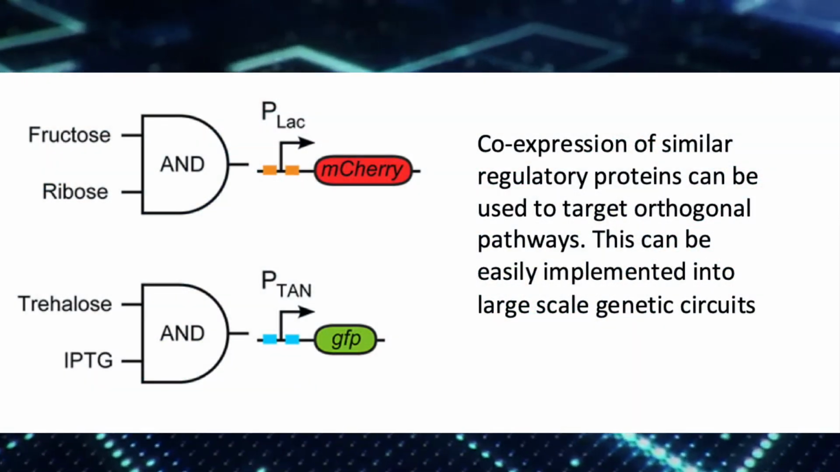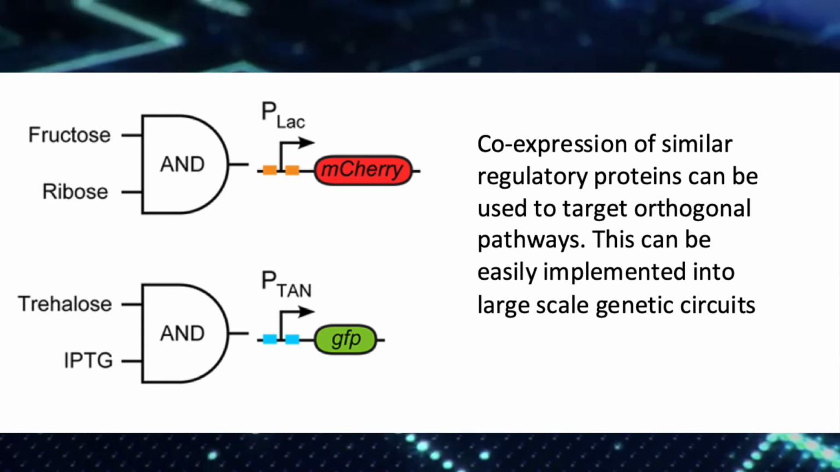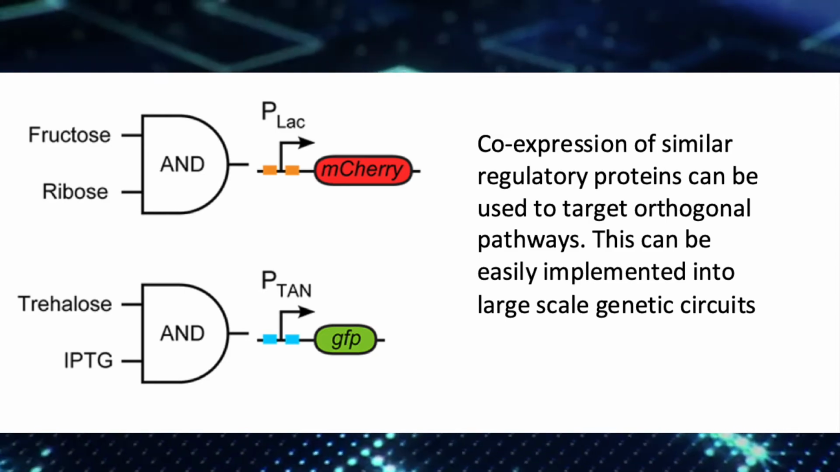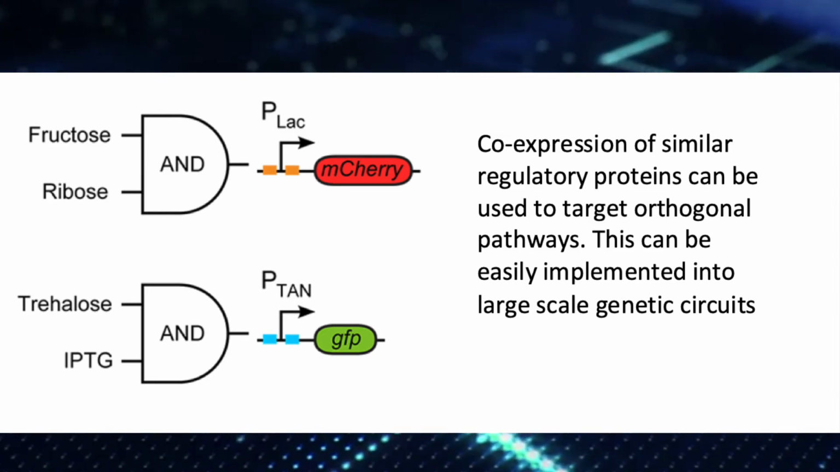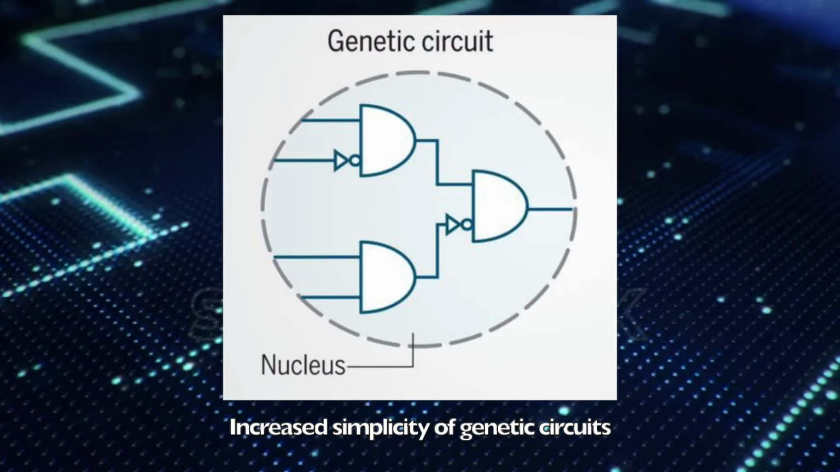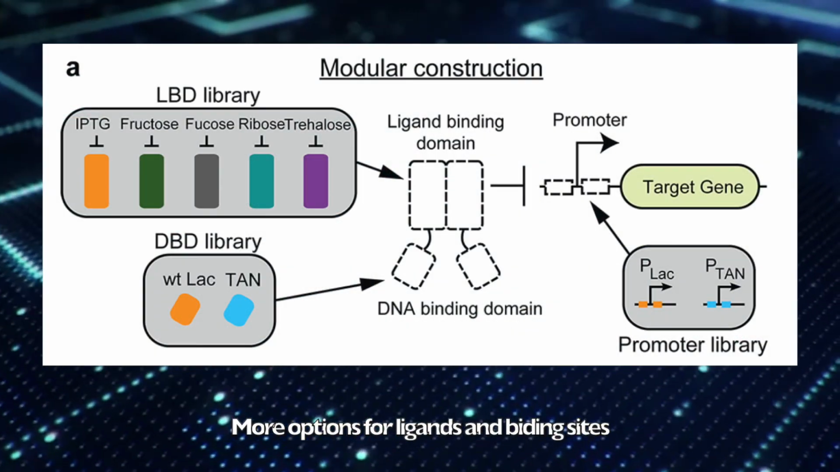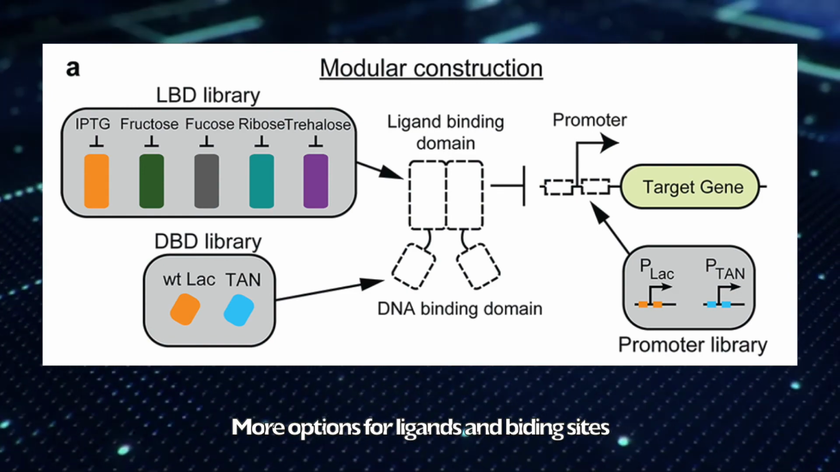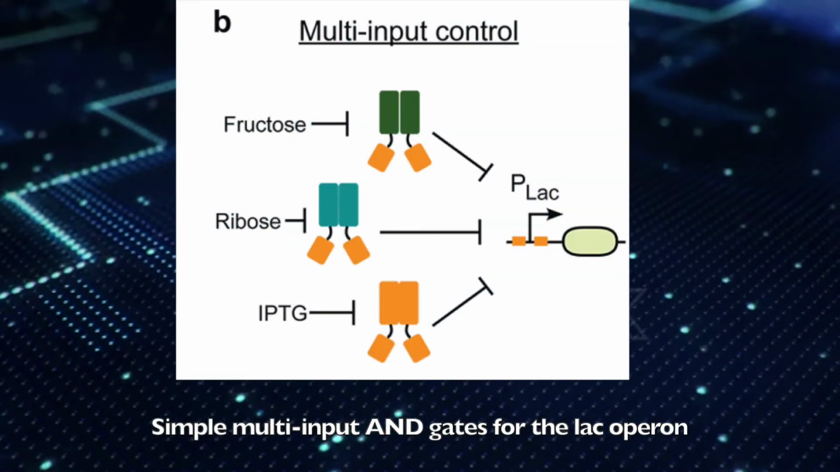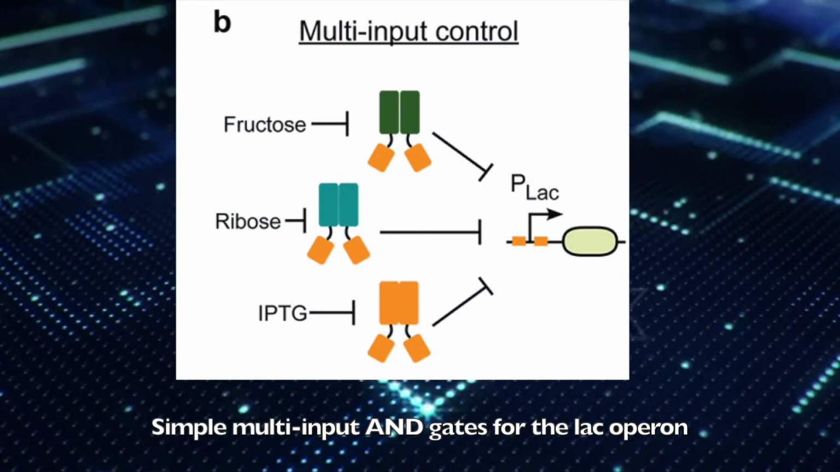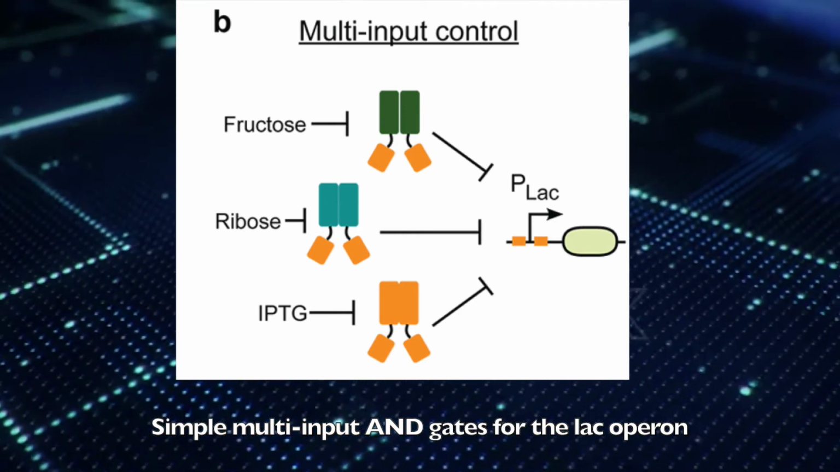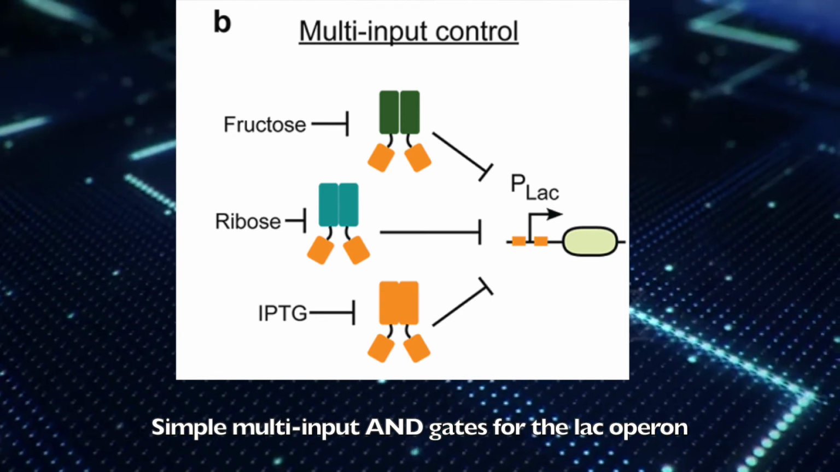Having the option for alternative DNA binding sites other than the lac promoter opens up doors for co-expression of repressors and layering of AND gates to create larger and more complex genetic circuits and logic gates. These novel tools increase the simplicity of genetic circuits and provide a wider range of inducible transcription factors with different ligands and binding sites for use in synthetic gene networks. As the modular construction in this paper was based on the LacI repressor, all the chimeric transcription factors are orthogonal to the lac operon and can be used in combination to create much simpler multi-input AND gates.